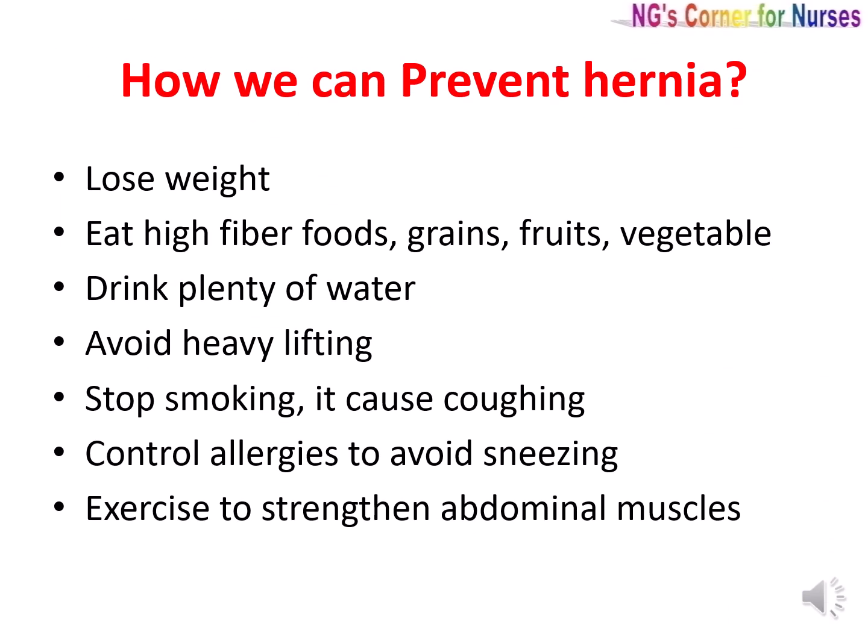So how can we prevent hernia? By maintaining our body weight, by consuming high fiber foods, grains, seasonal fruits and vegetables, by drinking plenty of water, at least 3 liters per day, avoiding heavy lifting, by stopping smoking because it causes coughing, by controlling allergies to avoid sneezing, and by doing exercise to strengthen abdominal muscles.